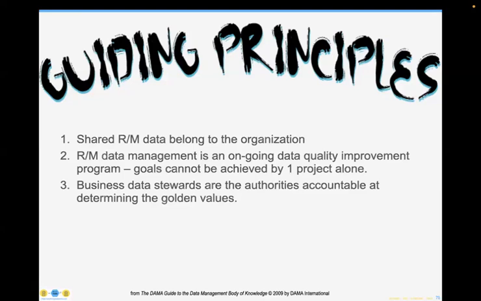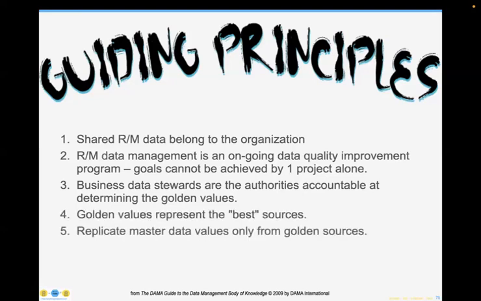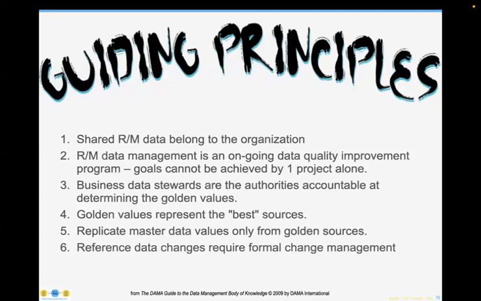They need to be empowered to determine the golden values, and these golden values represent the best sources that you have out there. From that point onwards, master data values are replicated, not duplicated, but replicated only from golden sources. So we have controlled release, as opposed to everything jumping out all at once and people simply making copies of things. And reference data changes require formal change management.